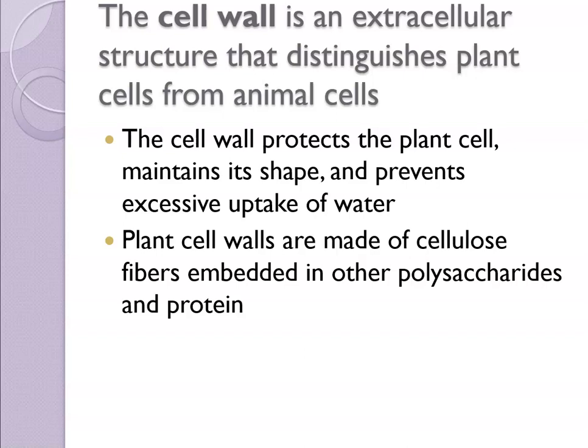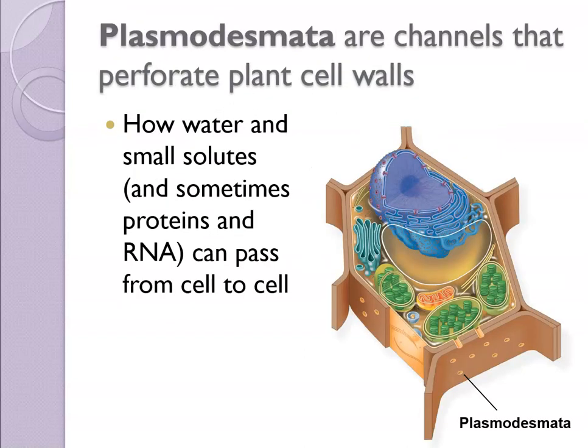Now, the cell wall, like the plasma membrane, is permeable to substances, but it can regulate to some extent what things can enter and exit the cell. One way that materials can enter and exit a plant cell through the cell wall is through these channels called plasmodesmata. These channels would be how water and small solutes, such as proteins and even RNA, can pass from cell to cell in a plant.